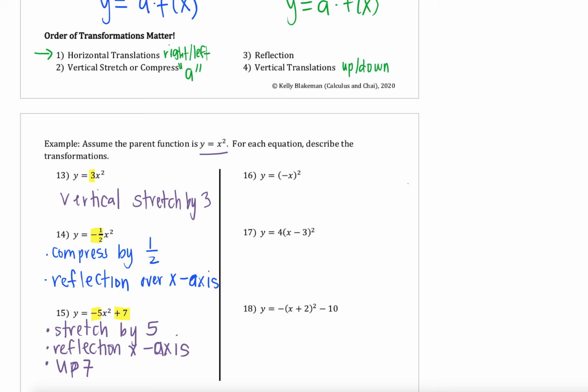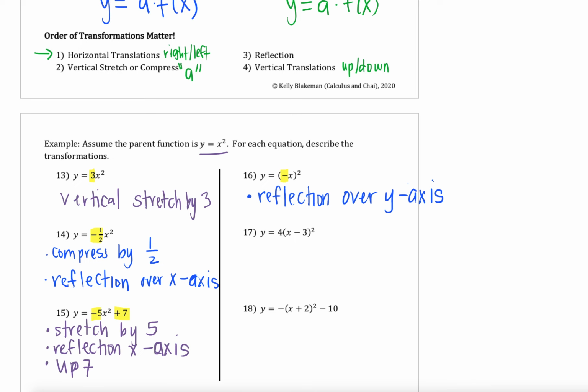So here we have negative x, the entire thing squared. So this is a little bit different. The negative sign now is inside the parentheses. That's going to make a huge difference. Since it's inside the parentheses, this is now a reflection over the y-axis. And that is our only transformation for that one. Now, what about example 17?